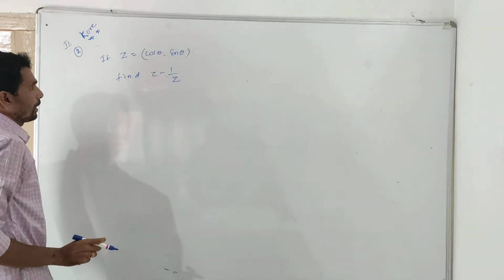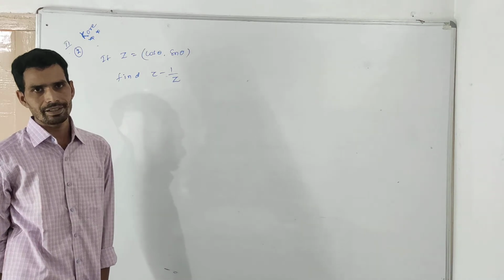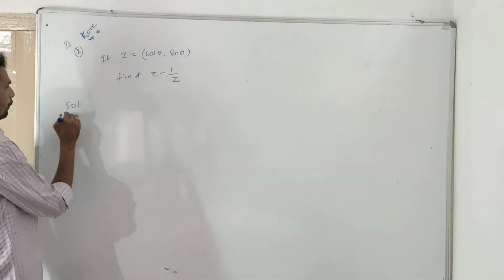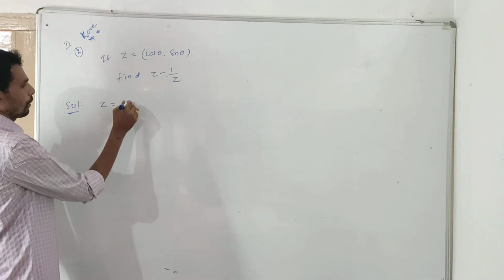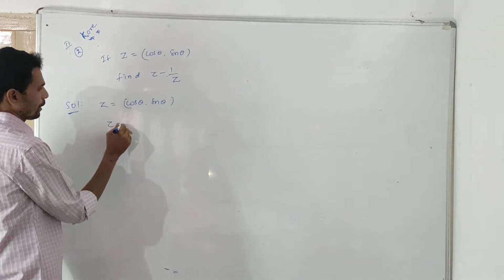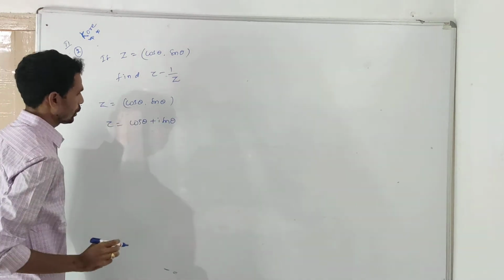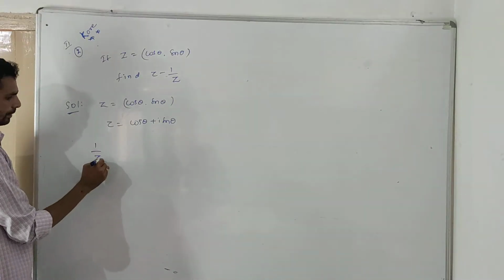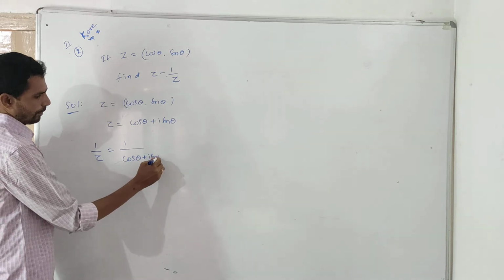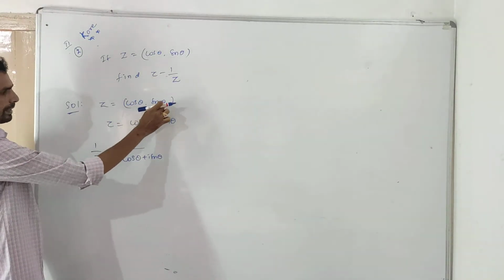Once again, what is the Z value? Cos theta comma sin theta. What do you want? You want to find Z minus 1 by Z. Solution: first of all, find Z. Z is equal to cos theta comma sin theta. It can be written as Z is equal to cos theta plus I sin theta. Any doubts?